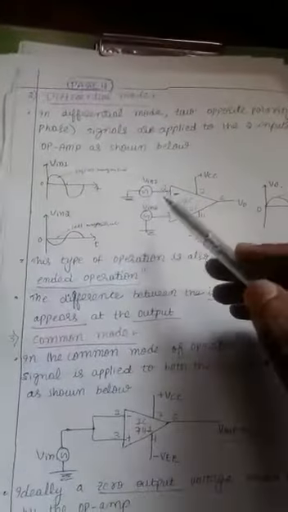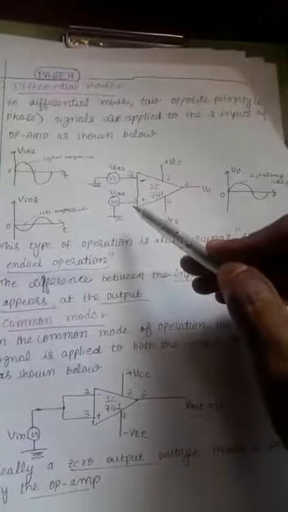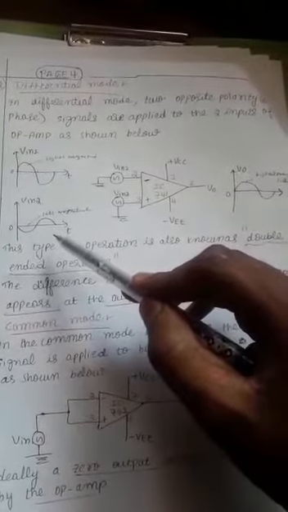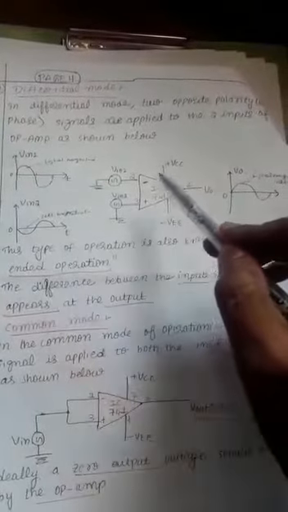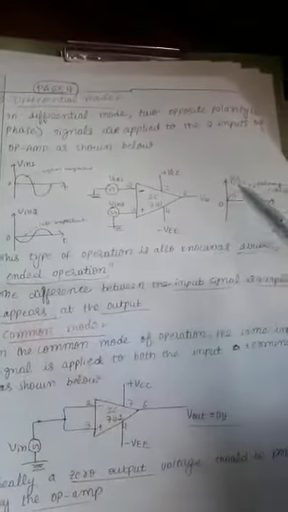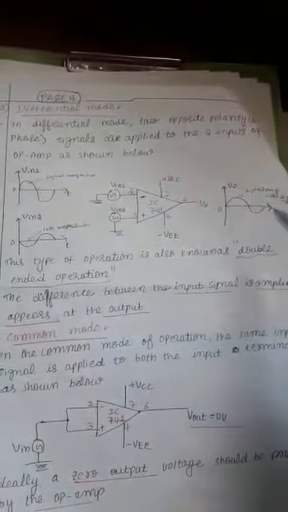So if you come to differential mode, what will happen? For both the input terminals, you are applying signals with different magnitude. Then this op-amp will take the input as the difference between these two signals, then you will get the magnified output here.